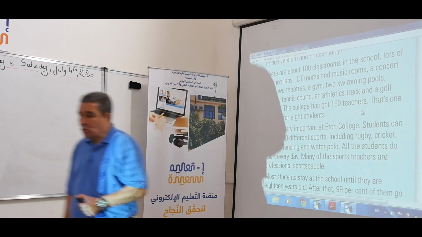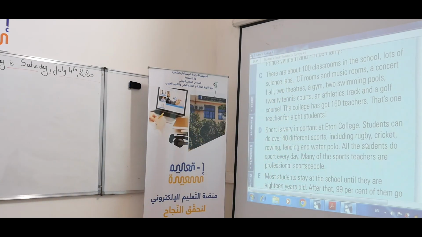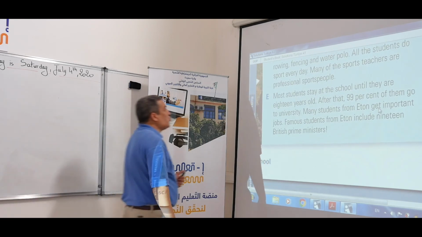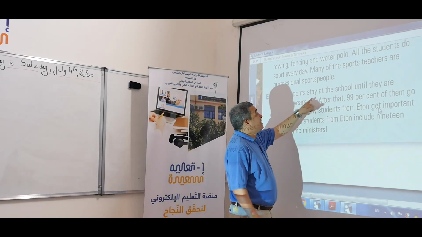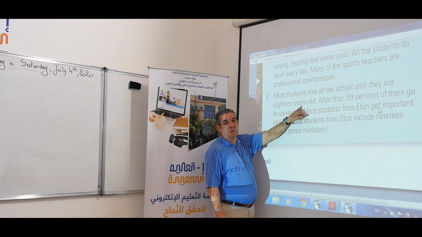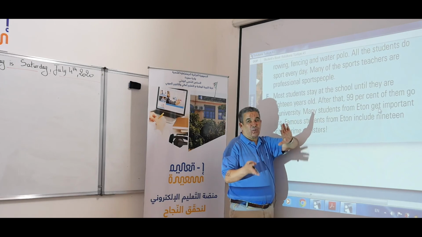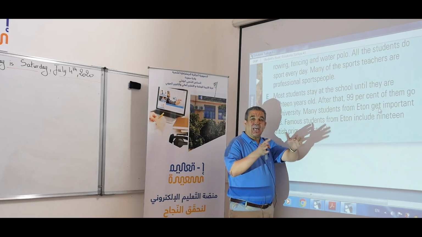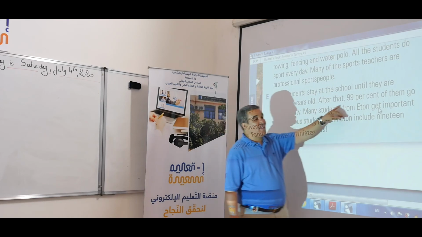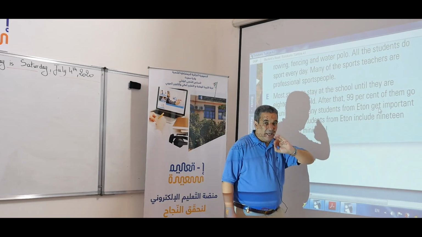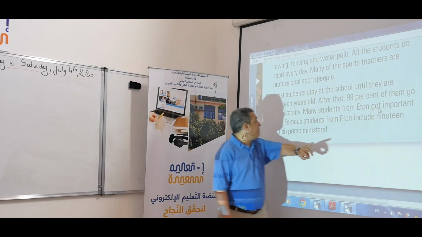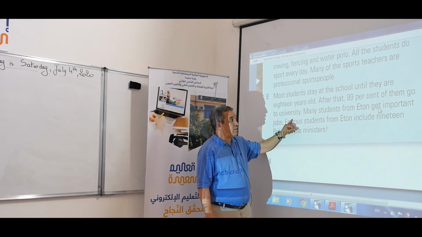Now, most students stay at the school until they are 18 years old. So we said they start when they are 13 and they stay at Eton until they are 18 years old. After that, now look at this percentage. 99% of them go to university.